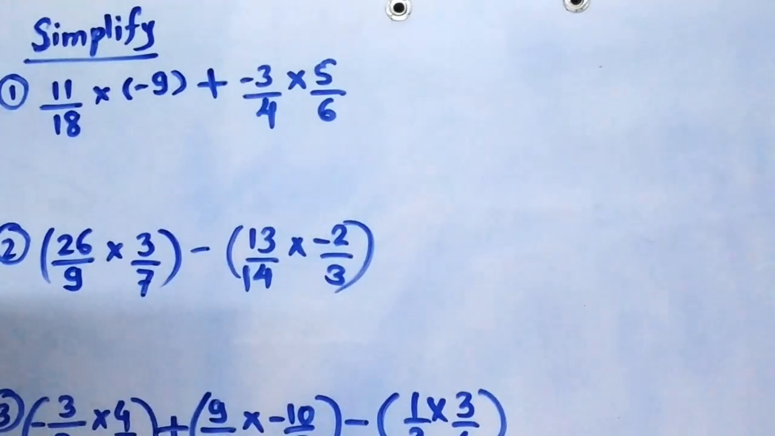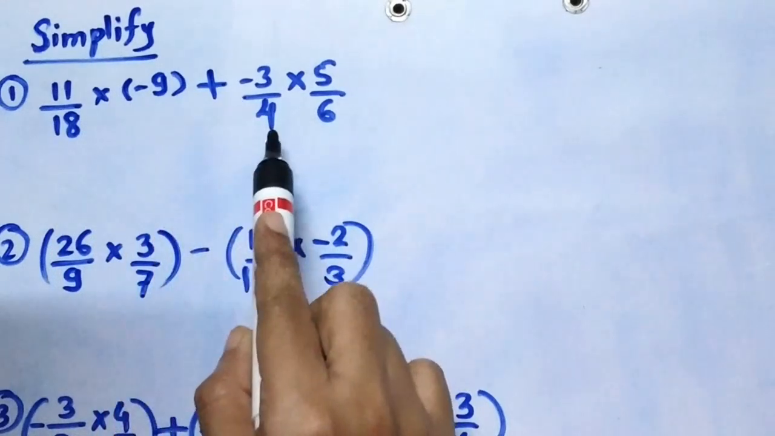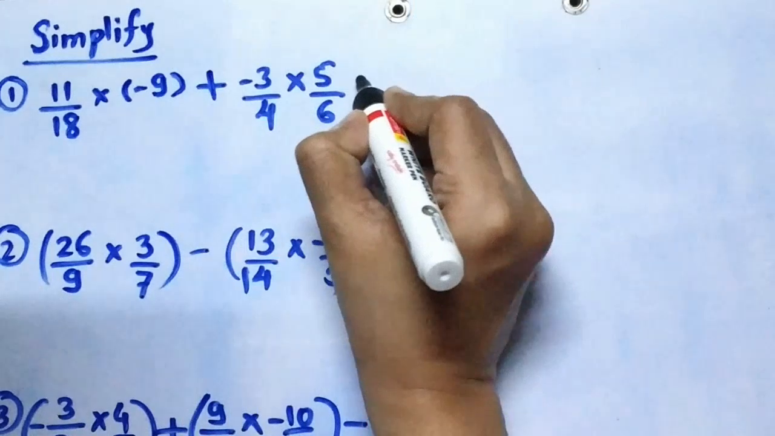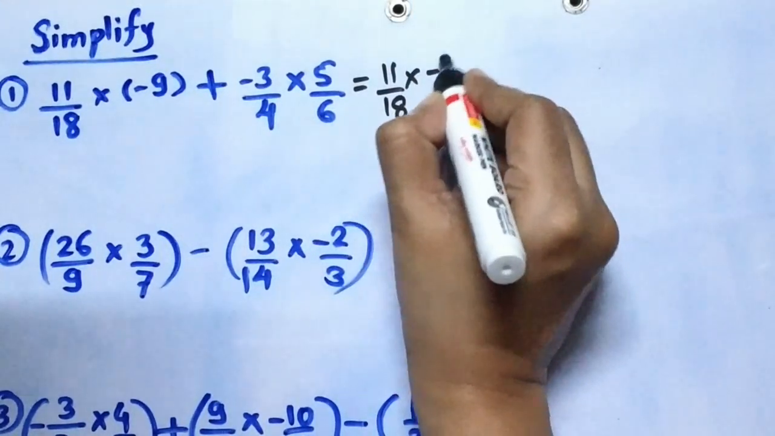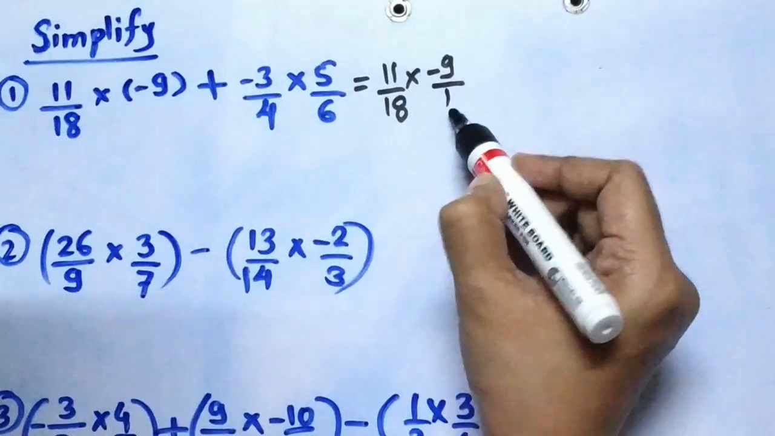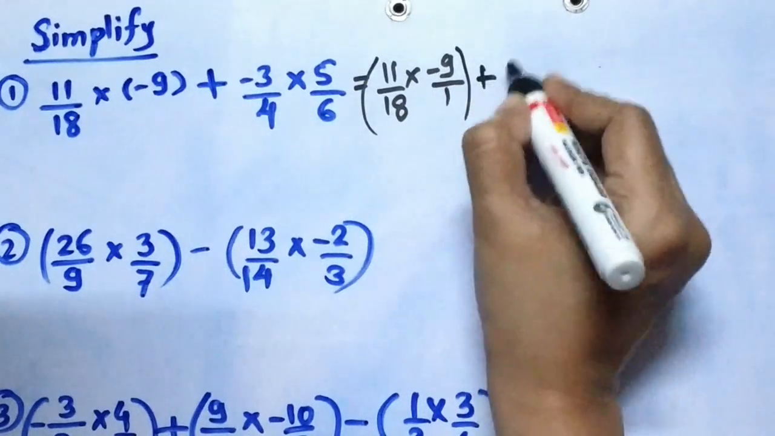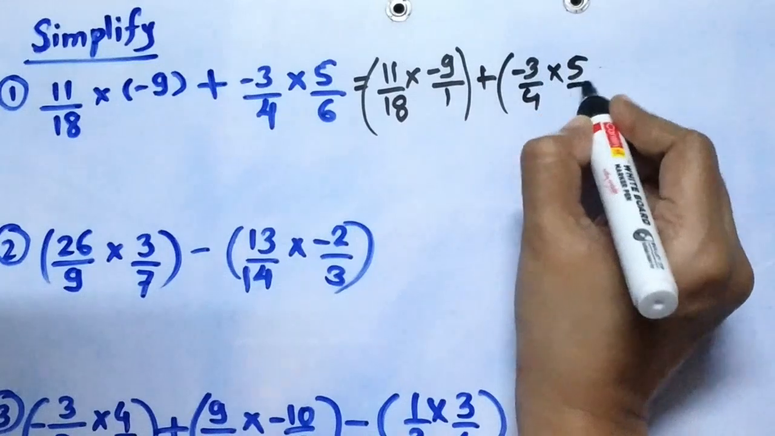Now friends, we will go for the simplification of these rational numbers. So let's simplify them. Here you can see first we need to solve this side, then we'll multiply this part, and then finally we will add them. So let's do it. First of all, 11 upon 18 into minus 9 by 1. If nothing is there, you can take 1 in the denominator. And then you can keep in the bracket plus, you can write minus 3 by 4 into 5 by 6.